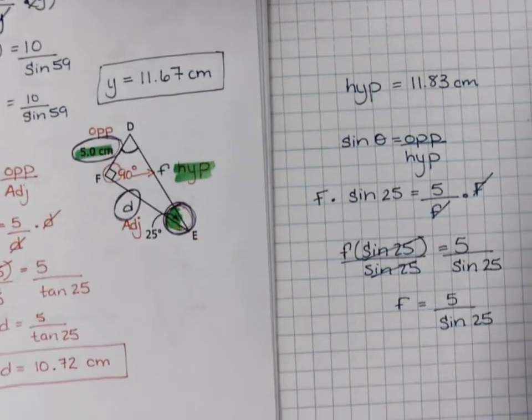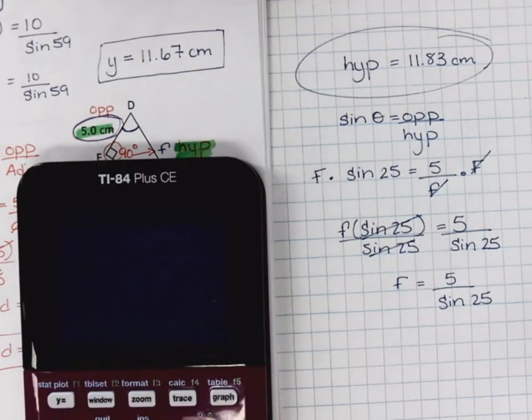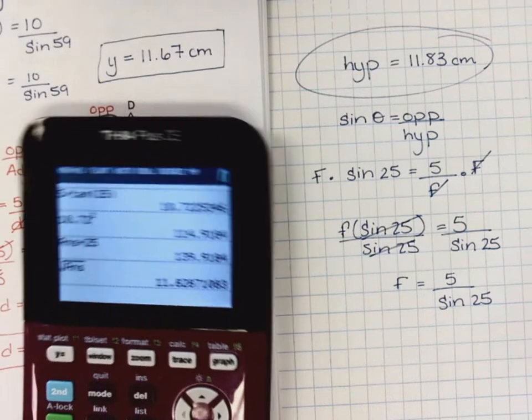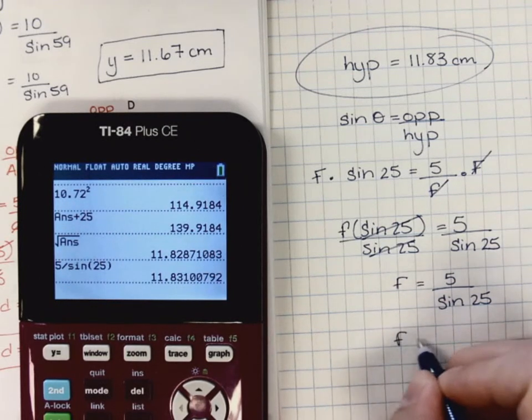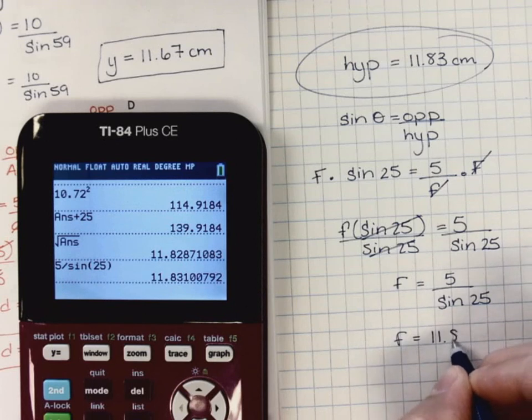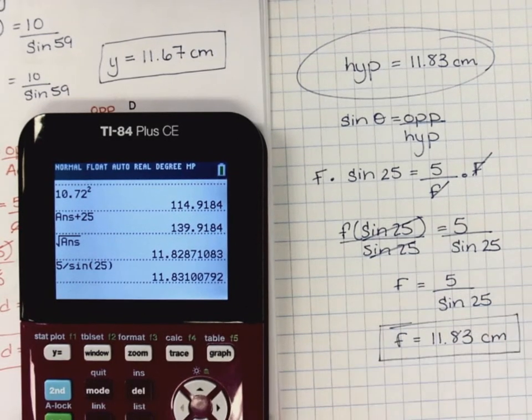Okay, now I'm going to do that in my calculator. Now remember, using Pythagorean theorem, we got that for an answer. So I'm going to do this in my calculator. I can do it all in one step. Sine 25, close my brackets. And I get the same answer. So both methods are very valid.